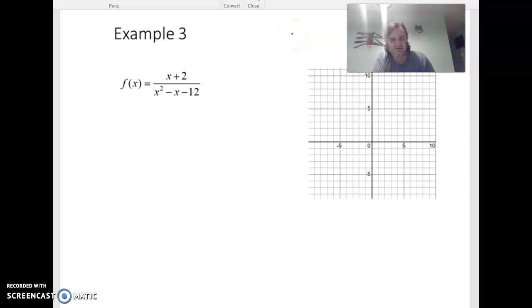Hey, it's Mr. Allred, and we're doing a practice problem for rational functions. I'm graphing them. So the function we have here is f of x equals numerator x plus 2 over x squared minus x minus 12.